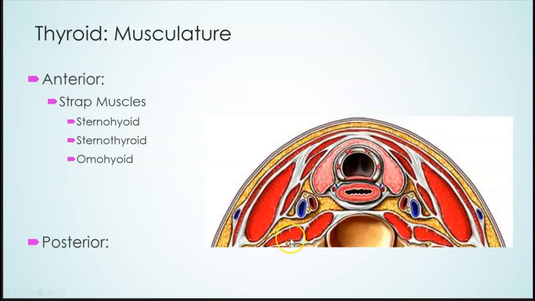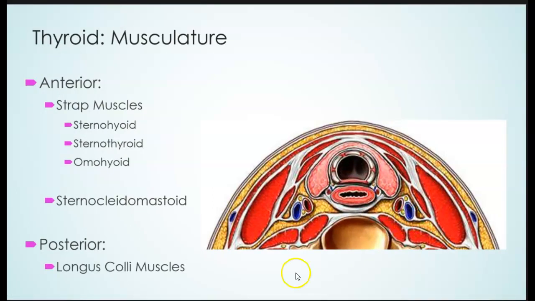In addition to that, we have these big, thick muscles here on either side of the neck, also anterior, and those are going to be our sternocleidomastoid muscles. If you took me for patient care, you might remember that as a muscle we use as a landmark to try and find our carotid pulse. So that's going to be our anterior muscles for the thyroid. Posterior, easy peasy. The only thing I want you to know are these muscles back here. These are our paired longus colli muscles.